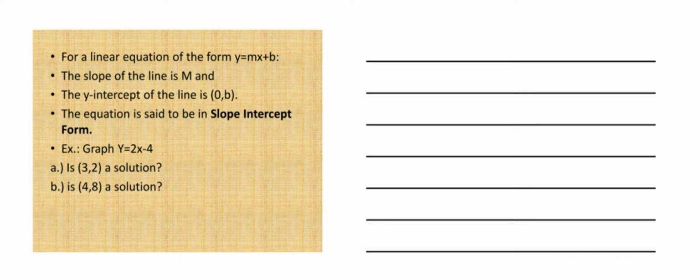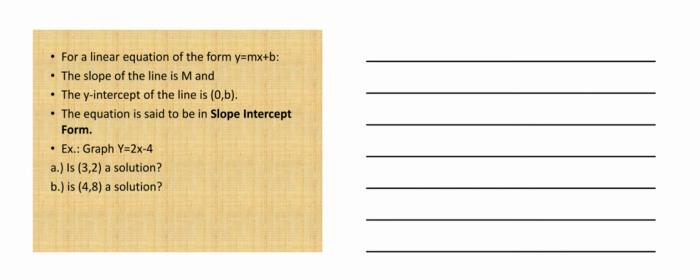For a linear equation of the form y equals mx plus b, the slope of the line is m, and the y-intercept of the line is (0, b). The equation is said to be in slope-intercept form. Example: graph y equals 2x minus 4.